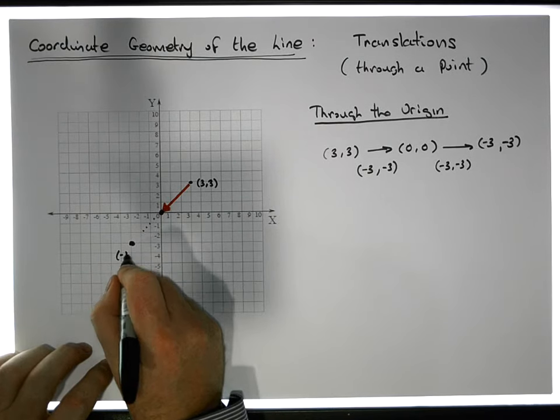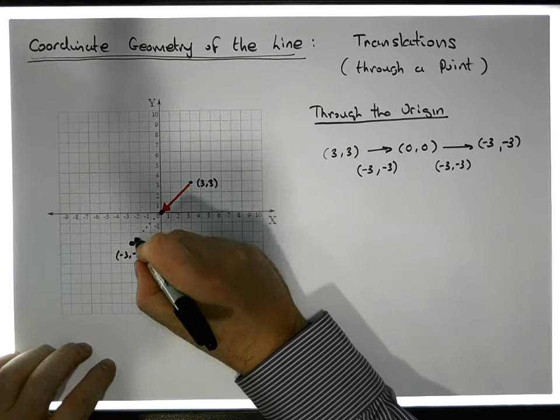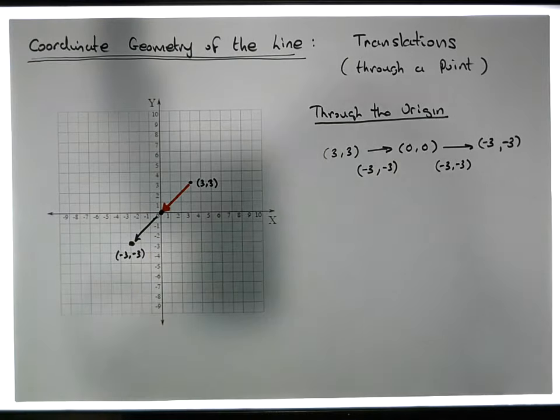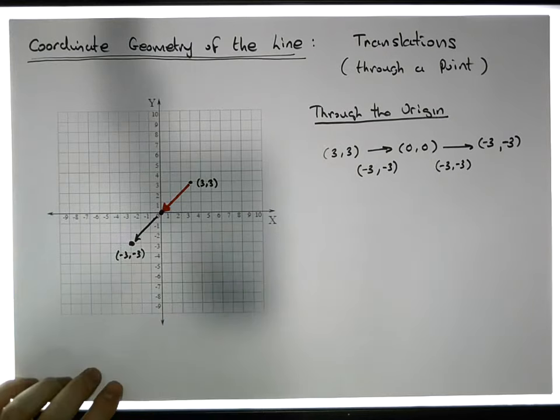So we'd have minus 3 here. This would be the effect of this particular transformation through the point 0 0. Let's have a look at another point.